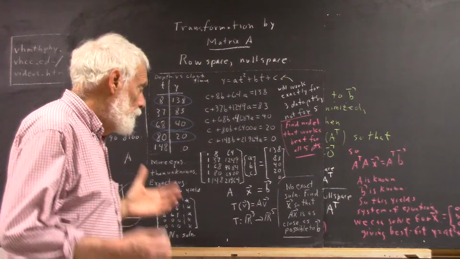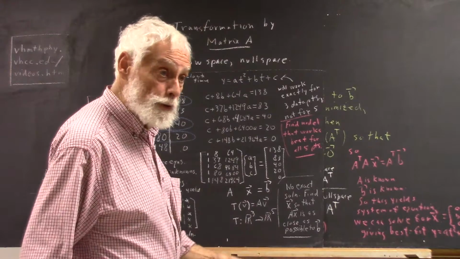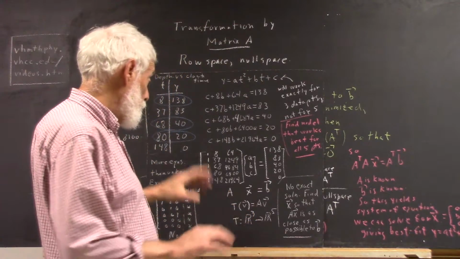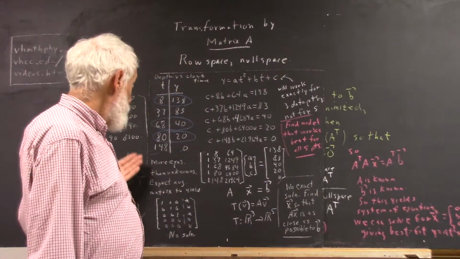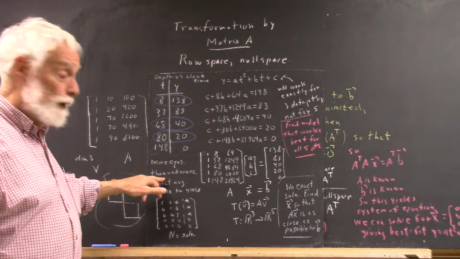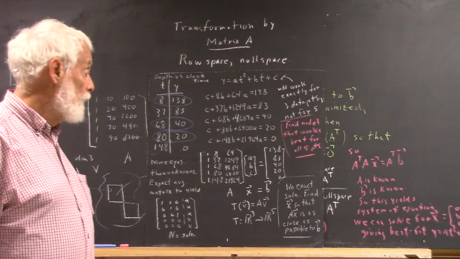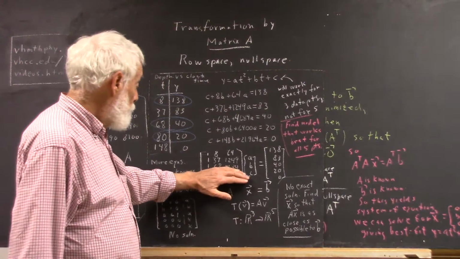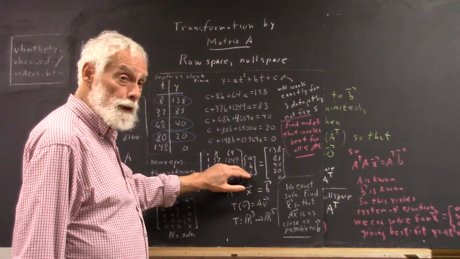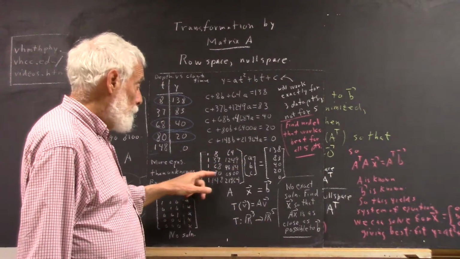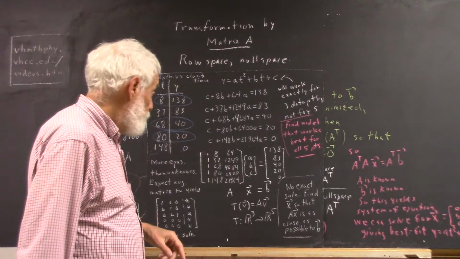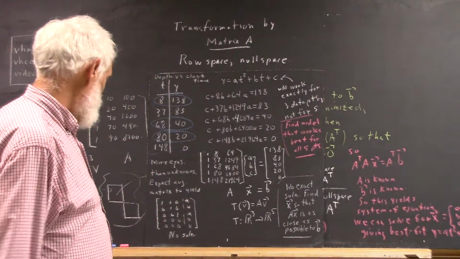Now observe, we do not expect to get an exact solution here. Okay, I've said we don't. Why don't we? Well, we have too many equations for unknowns. We've got 5 equations and 3 unknowns. If we take any 3 of these equations and find values of a, b, and c, those values won't work for the other 2. At least we don't expect that they will.